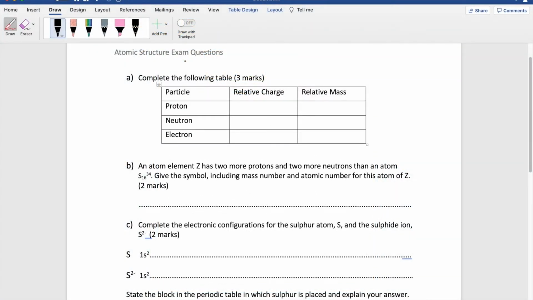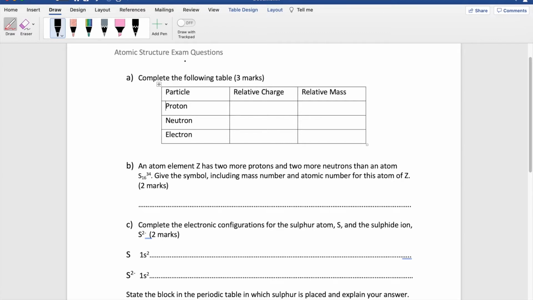Hello, I'm Anisha, and today I'm going to go over atomic structure exam questions that are AS level. What I'd recommend is you read over your notes maybe, and then watch this video, and then practice some exam questions on your own to make sure you've consolidated the knowledge you've already got.